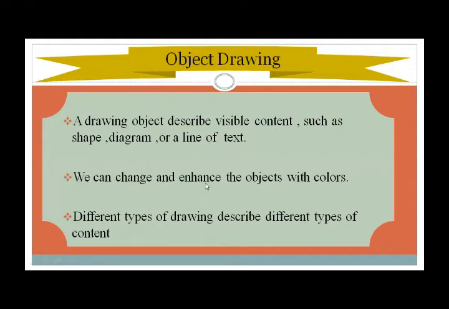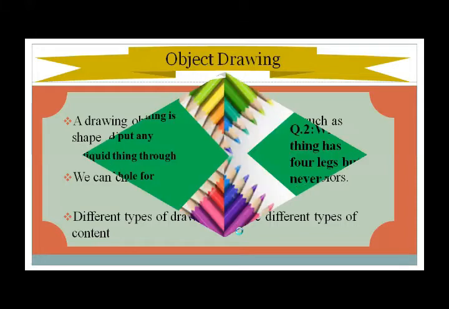We can change and enhance the object with colors. What will you do with the colors? You can change and enhance. This means elaborate the object with color. You can enhance the beauty of the object with the colors. Different types of drawings describe different types of content. It means when you draw different types of objects, you are sharing or describing different types of content. Got it?